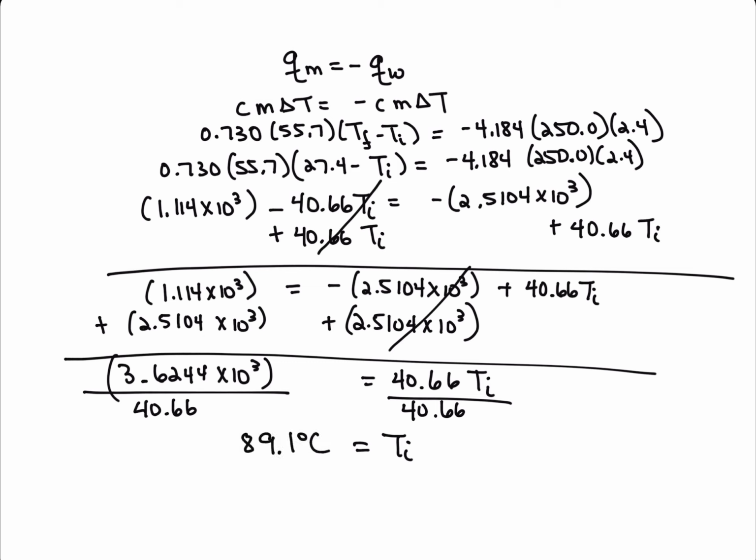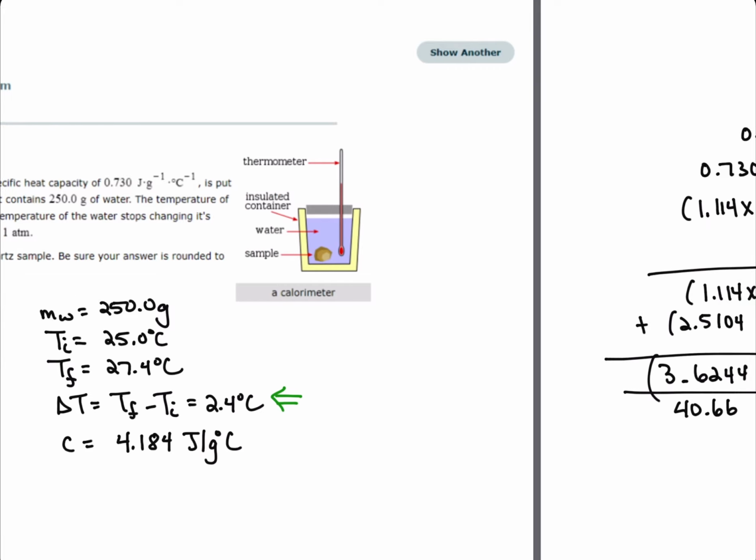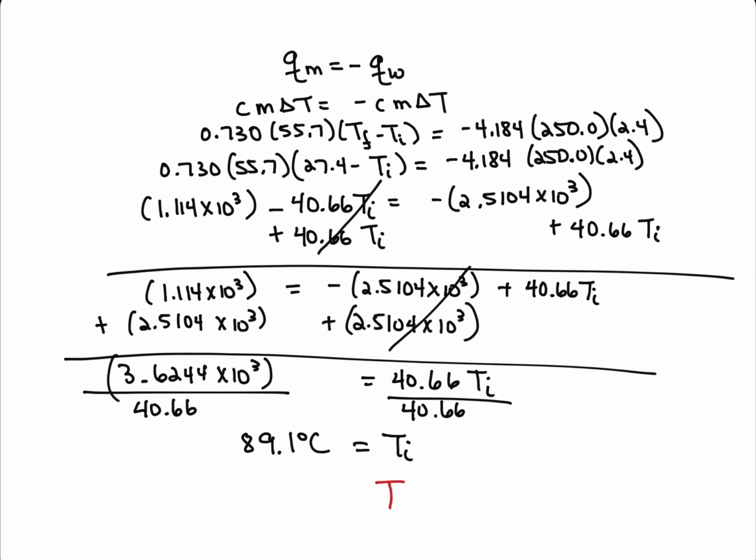89.1 degrees Celsius. However, our final answer needs to have the correct sig figs. Take a look at our given table. And the fewest sig figs that we used was 2.4, which is 2 sig figs. So our final answer is 89 degrees Celsius. Remember that ALEKS likes for you to put that decimal point in. Good luck and keep practicing.